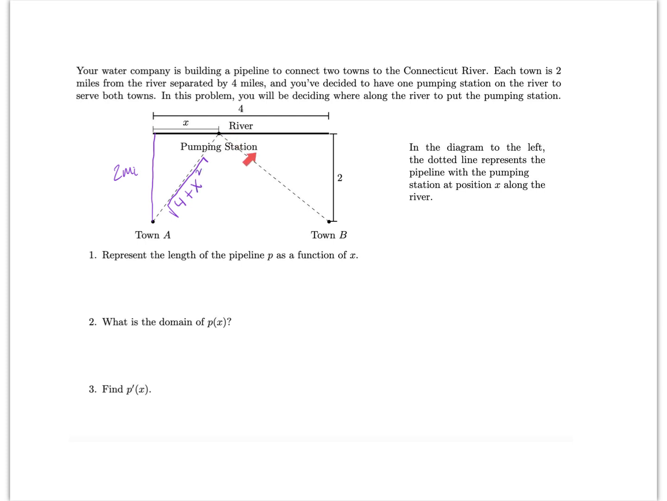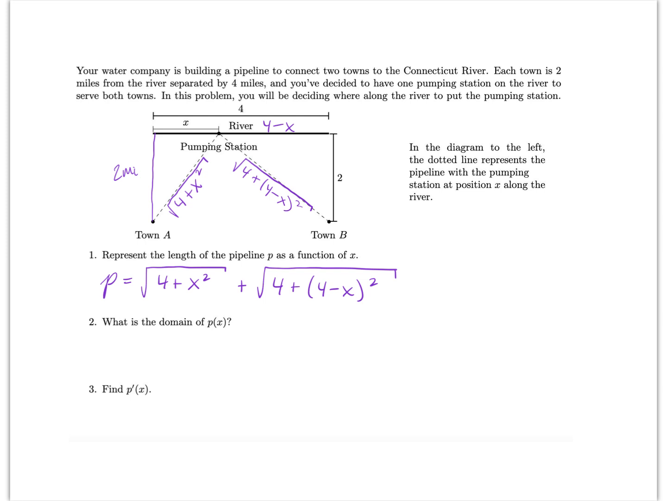And then for this distance, I'm going to use the Pythagorean theorem again, and I've got 2 here. This distance is 4 minus x. So the hypotenuse is going to be the square root of 4 plus 4 minus x squared. So P represents the pipeline as a function of x. It's this distance plus this distance. So the square root of 4 plus x squared plus the square root of 4 plus 4 minus x squared.